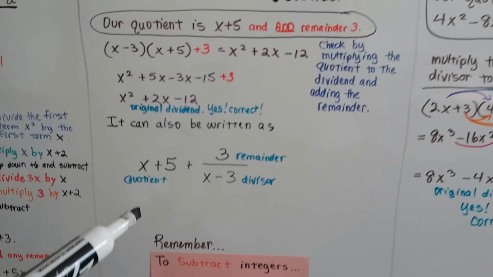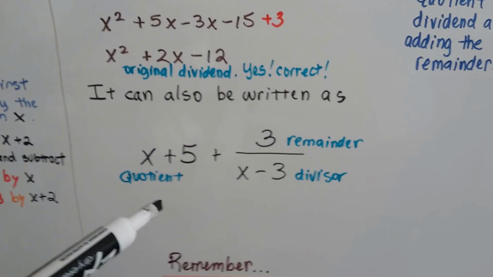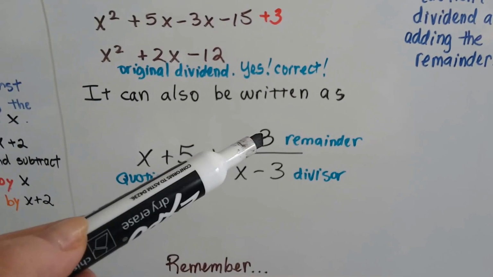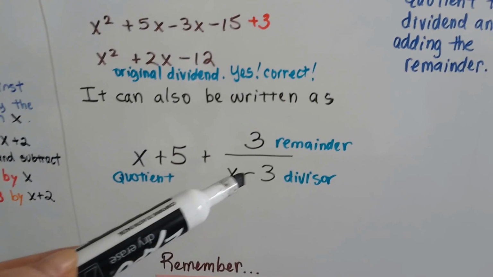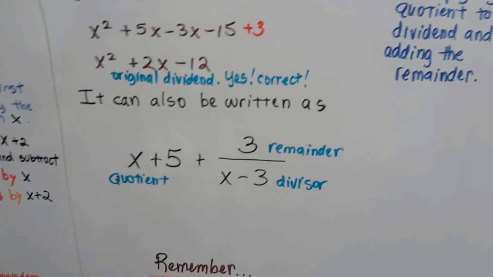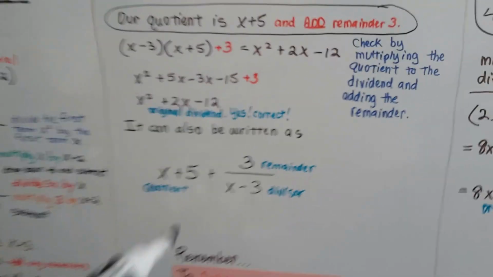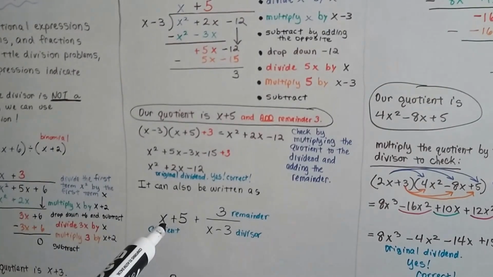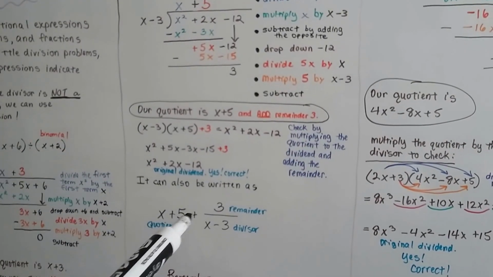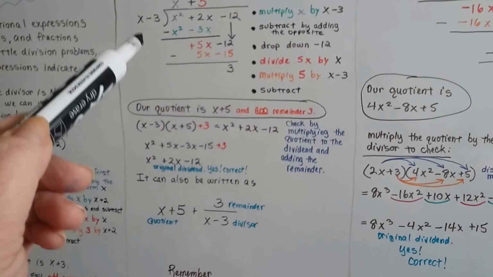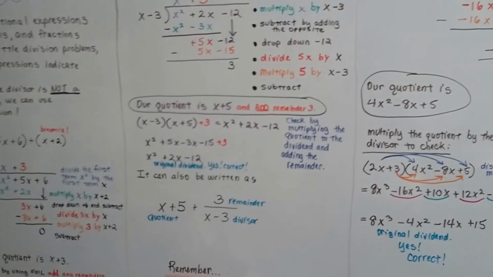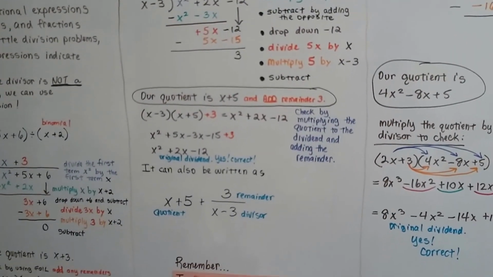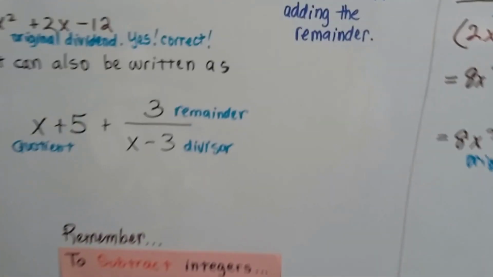That can also be written as x plus 5 plus 3, the remainder, over the divisor. We can also write it like that. Isn't that something? See how I got those numbers? Here's the quotient. You put a plus sign, and you put the remainder over the divisor. See? It's the same thing in long division. If you have a remainder in long division, you can write it like that, can't you?